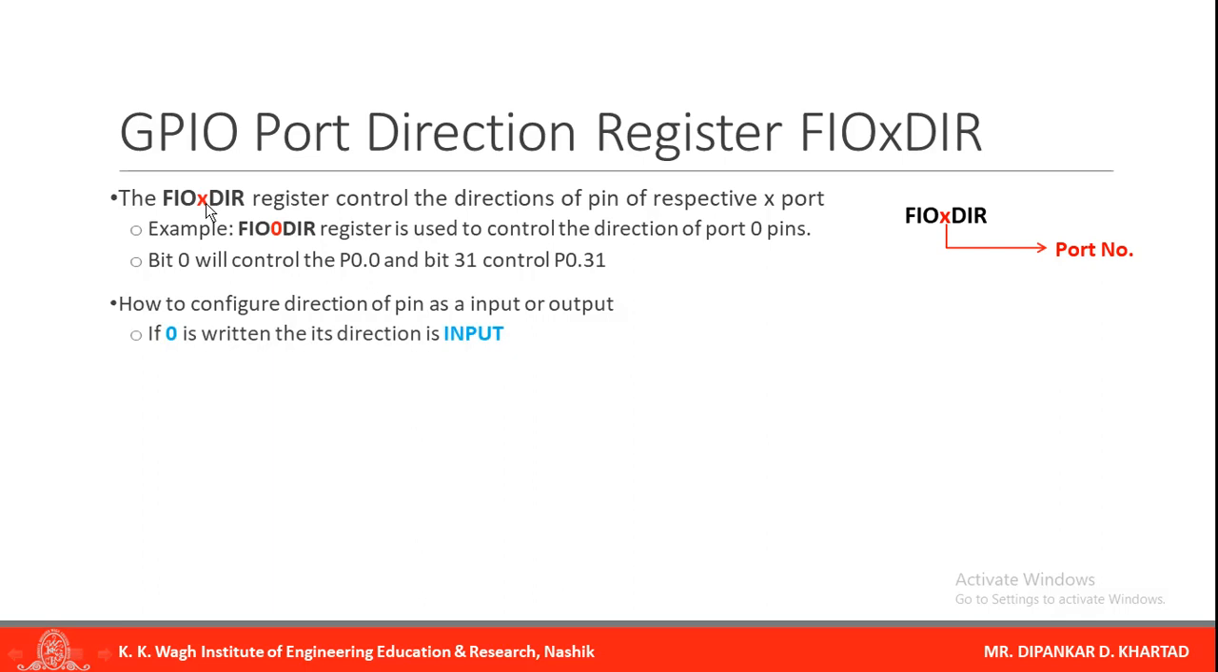Now the important point is how to configure the direction of pins as input or output. If 0 is written in the direction register, the direction is input, and if 1 is written, then the direction is output. Now just tell me, by default should the direction of the pins of FIO0DIR be input or output? In the previous slide I told you the reset value was 0. So if 0 is the reset value, by default that should be input. So all GPIO pins default to input after reset.